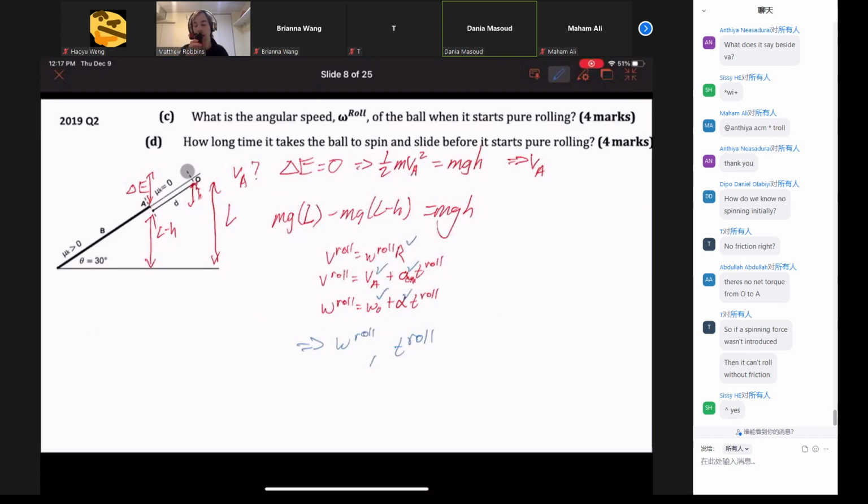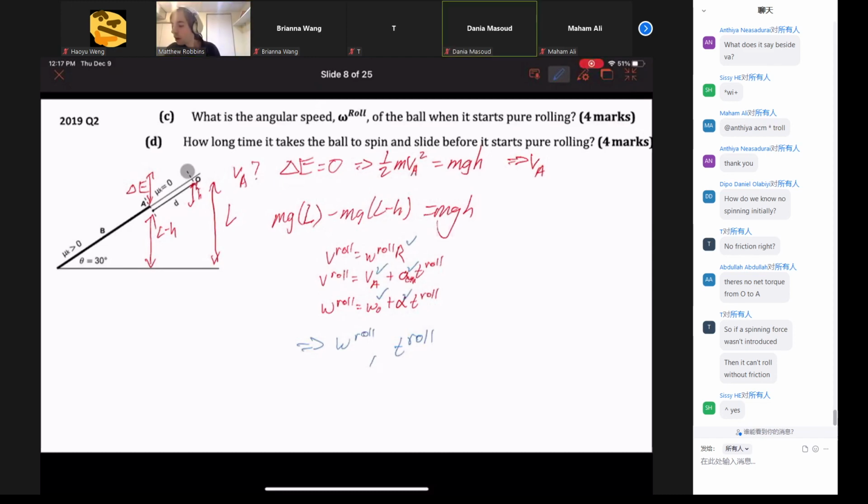Professor, just to make sure, what you did is that basically you split the whole thing into 2 parts, from 0 to A and then A and afterwards. Is that what you're doing? Yes. And this is because from 0 to A we have no energy lost due to friction, and then friction is introduced. Yes. Okay, thank you.